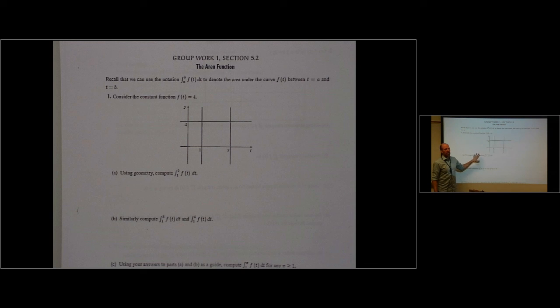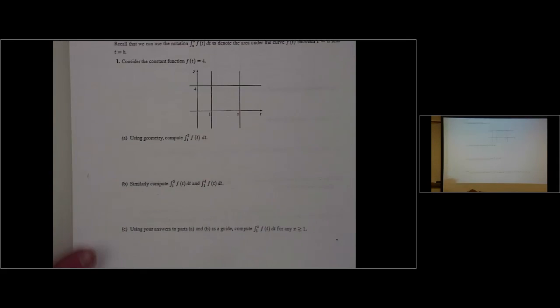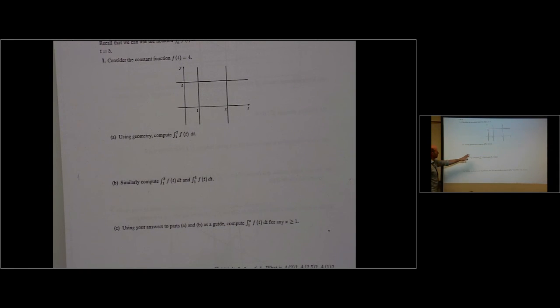Don't use the definition. For all of these definite integrals, what should you use? Geometry, right? This is just a nice square, or rectangle. So use geometry, and this is true for all of the parts of this group work. Use geometry to evaluate those. What you're going to do is find various definite integrals using geometry. It would be quite simple.